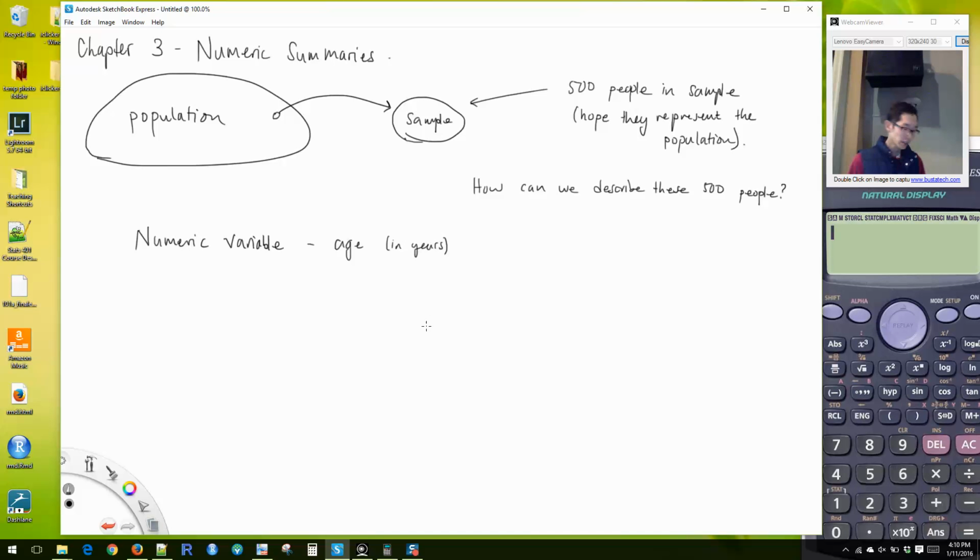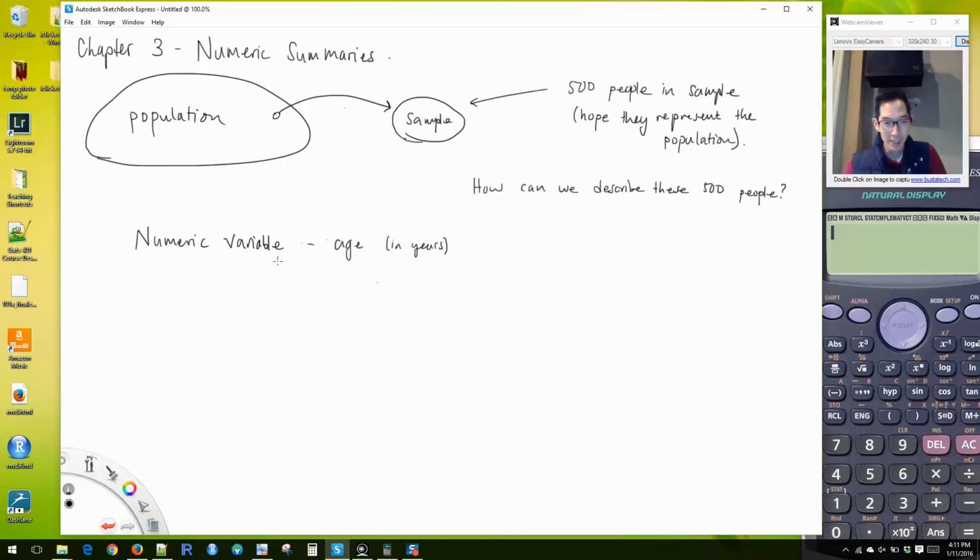How can we summarize the ages of 500 people? Well, we can list off every single person. We can draw some graphic displays, right? So what are the graphic displays we can use for a numeric variable? A histogram, what else? A dot plot, okay, thank you, yes.